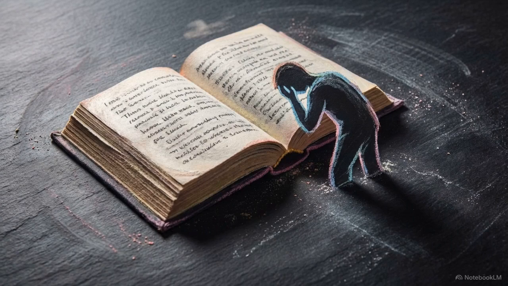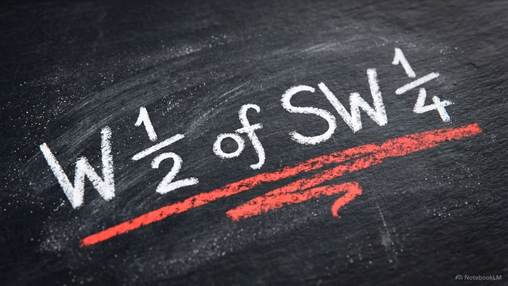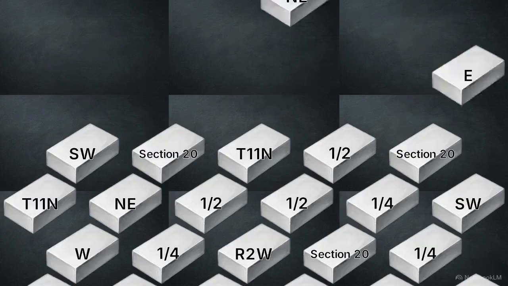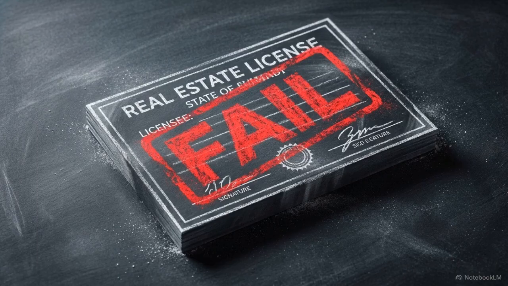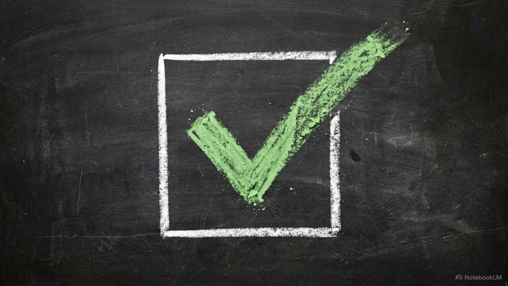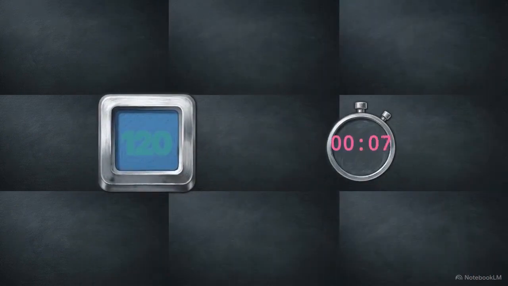If you're studying for your real estate exam, seeing a string of text like this usually triggers immediate panic. It looks less like a math problem and more like a typo. It is a wall of fractions, letters, and numbers designed to fail you out of your license before you even begin. By the end of this video, you will have a foolproof system to translate this exact string of gibberish into a precise acreage number in under 30 seconds.